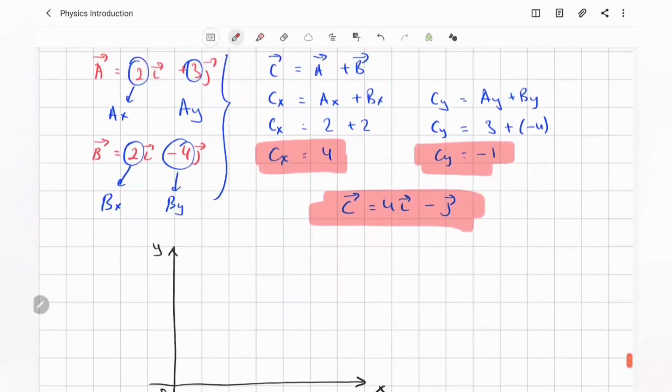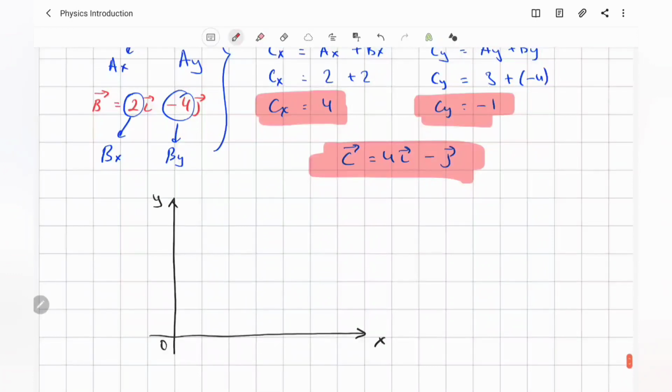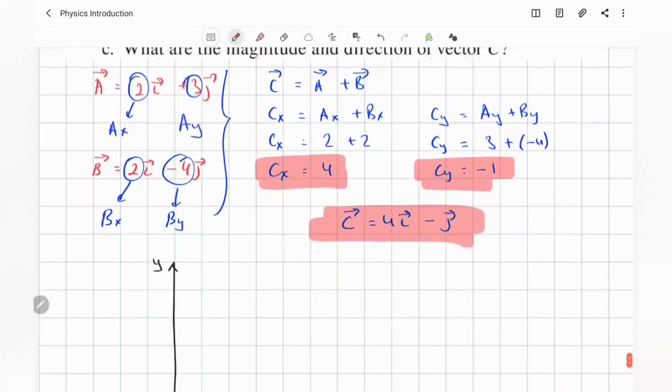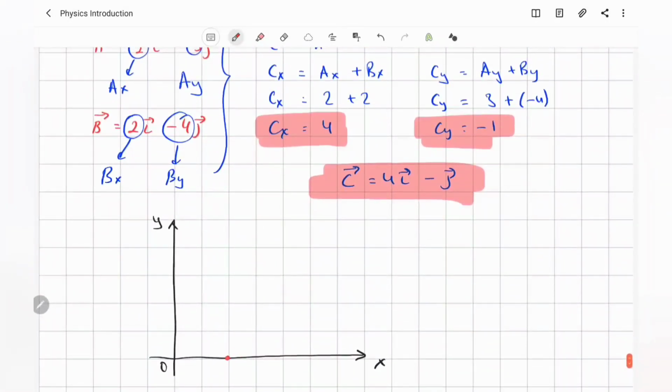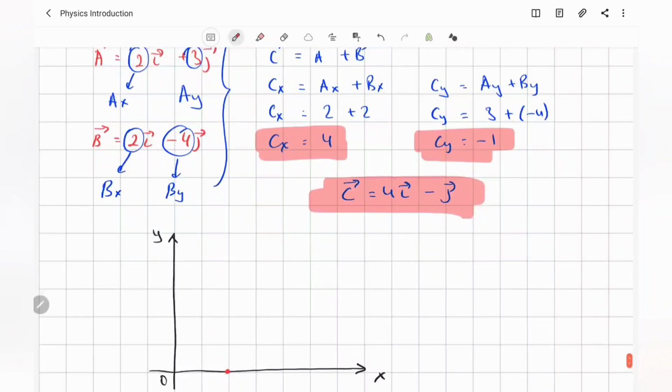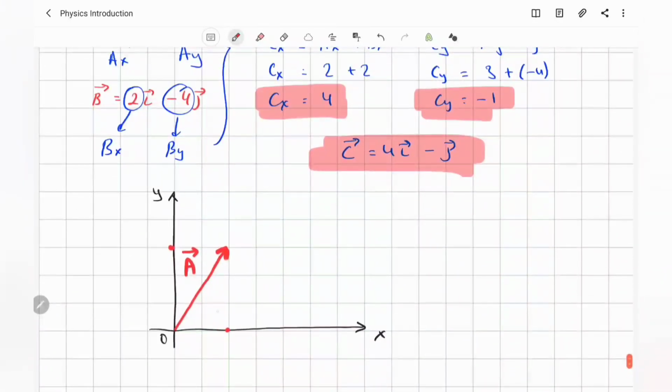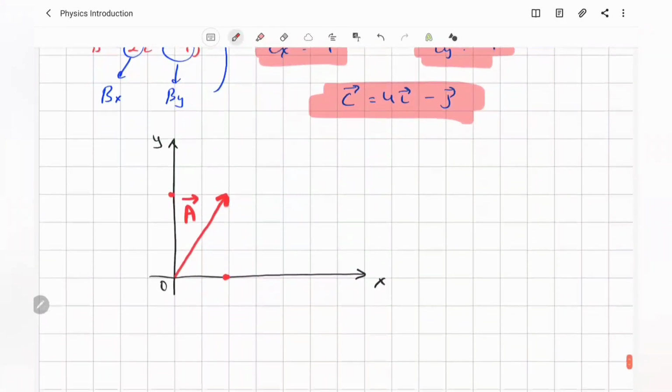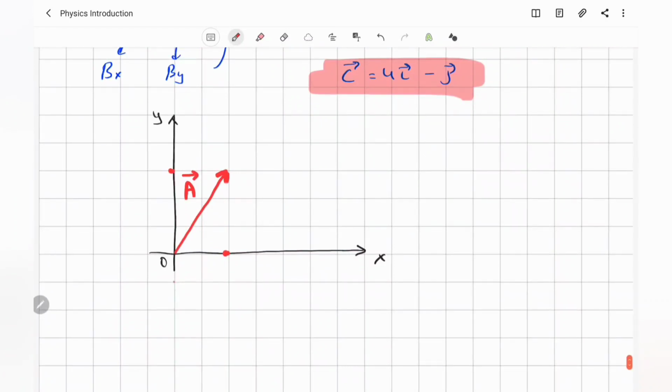A vector is 2 and 3. So let me say each square is equal to 1 unit. So A vector's x component is 2 units, y component is 3 units. So this is our A vector. B vector, x component is 2, same here. Y component is negative 4: minus 1, minus 2, minus 3, minus 4. So this is our B vector.